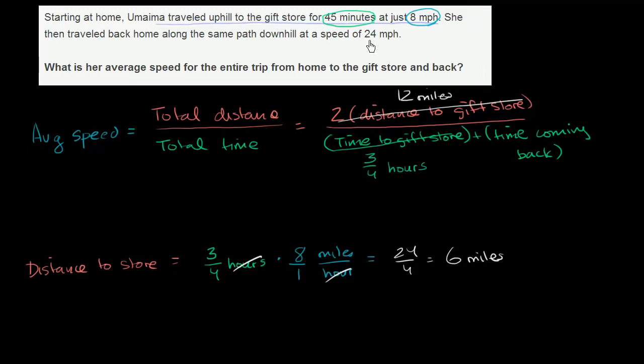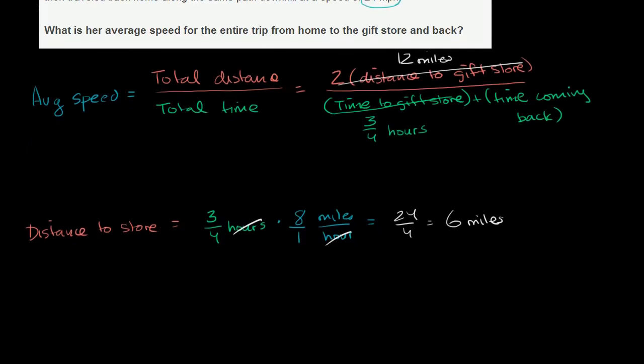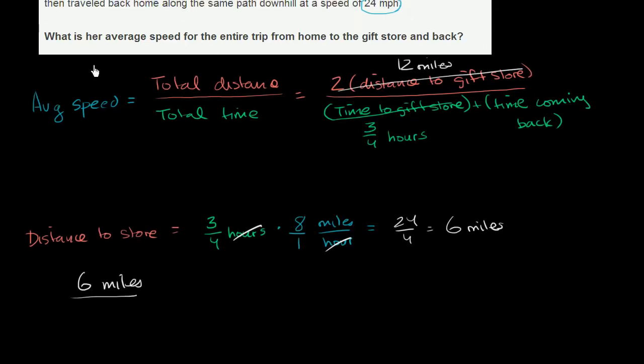And what's the time coming back from the gift store? Well, we know her speed coming back. We already know the distance from the gift store. It's the same as the distance to the gift store. So we can take this distance, 6 miles, that's the distance to the gift store, divided by her speed coming back, which is 24 miles per hour.